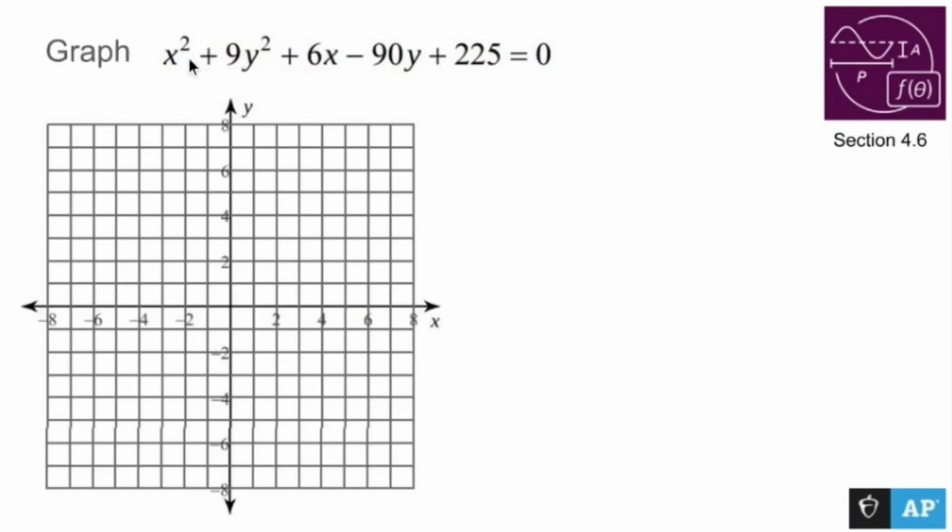Graph, holy cow, x squared plus 9y squared plus 6x minus 90y plus 225. This is a conic section. And you're like, no, it's not. This is just a really big problem. No, it's a conic section.